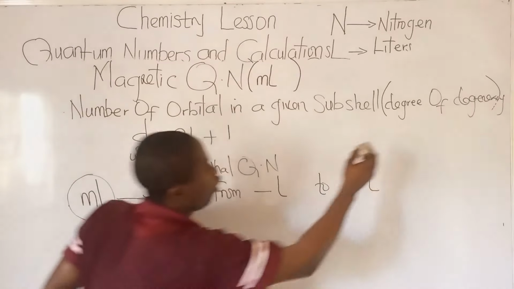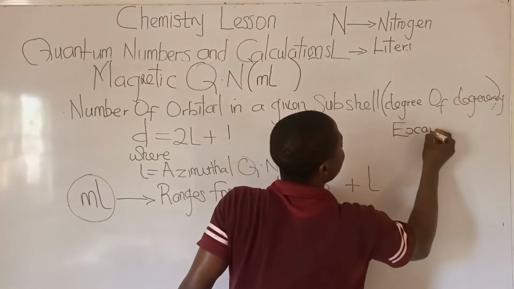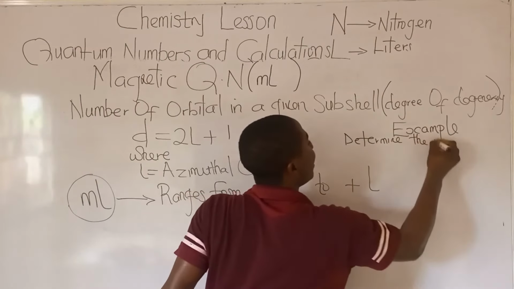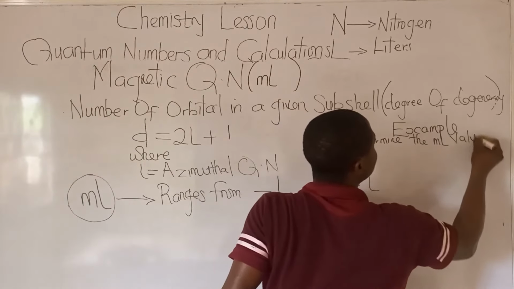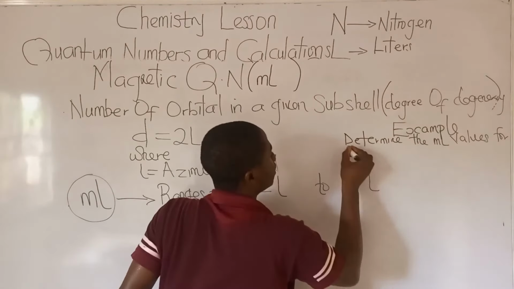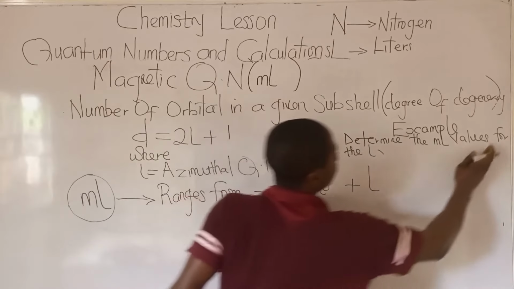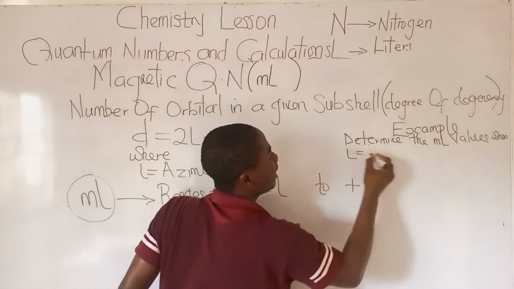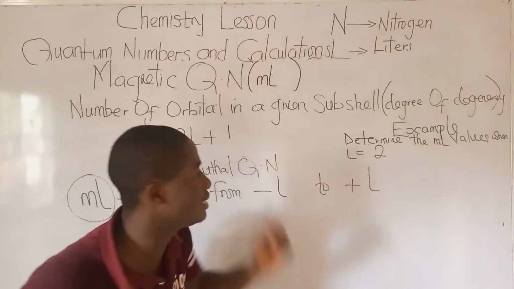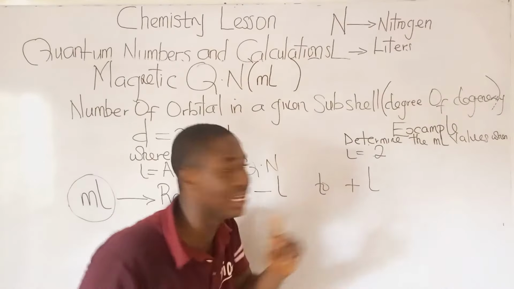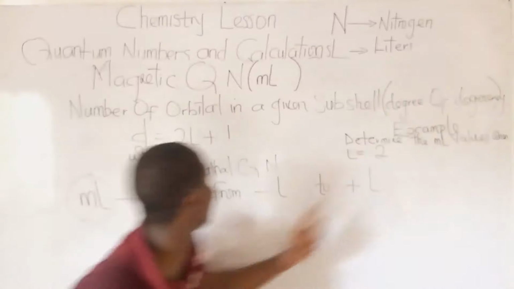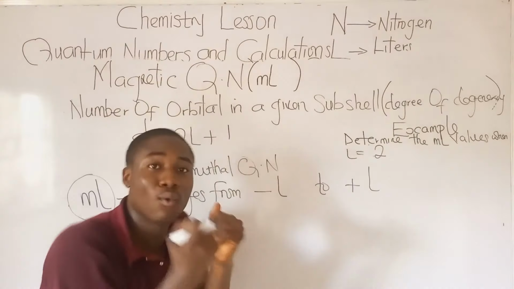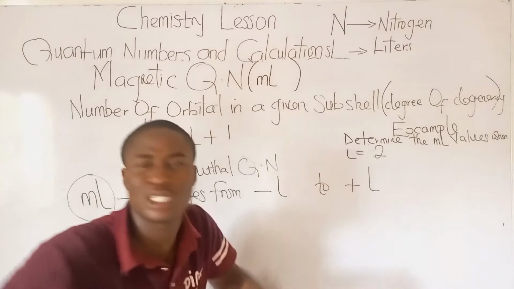Now, let us take an example, okay? Let's just take an example, and the question says, determine the ML values for the L when L is equal to 2. So the question is saying, determine the ML value when L is equal to 2. And now, what does ML signify? It's magnetic quantum number. And what does L signify? It's azimuthal quantum number. So the question is now saying, we should get the value for ML when L is equal to 2. Very easy.